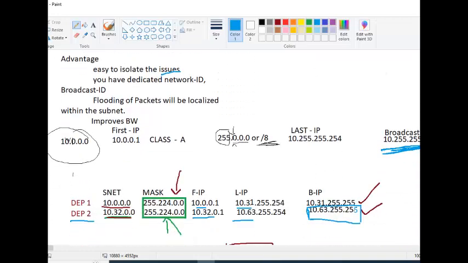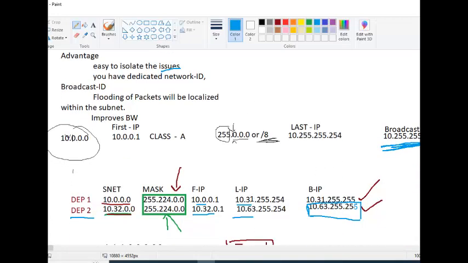Not only that, when there is flooding, see there is a lot of flooding. ARP will flood, DHCP will flood. Whenever there is layer 2 flooding, the flooding will be only within the department. It won't impact the other department. As a result, it improves the bandwidth. Okay, so subnetting is good. Subnetting is by borrowing bits. Borrowing from where? Borrowing from the host bits. Because you are borrowing, the mask will be more than what is default for the network.